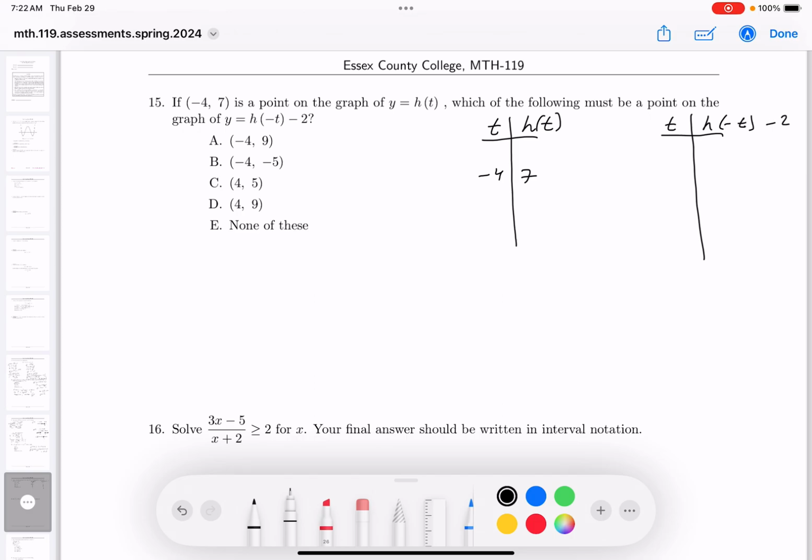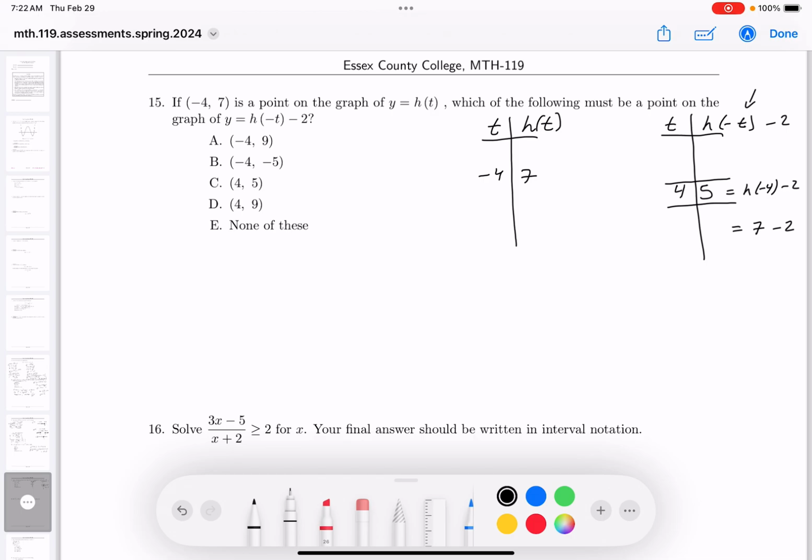Minus 2. So I've got to give this thing what it wants, which, looking at this like the parent, has got to be minus 4. So the only way to do that is put a 4 over here. All right, now I'm going to see if I can do that. This is going to be equal to h of minus 4 minus 2. Well, what is h of minus 4? It's 7. So I'd get 7 minus 2, which would give me 5.